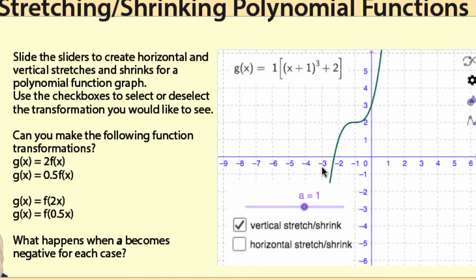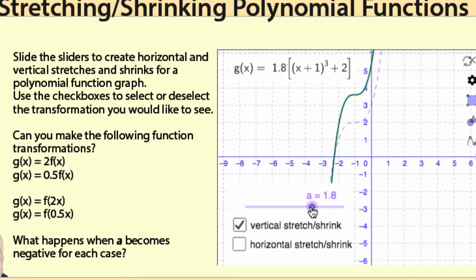And you can see the function starting off with g of x is 1 times x plus 1 quantity cubed, then plus 2. So we already have a transformation. And what if we want to make a 2 f of x? So a vertical stretch by 2. Change the a value to a 2. And you can see what happens. You get a 2 out in front of the parentheses here, and it's stretched by 2. What if you want to do a 0.5 or a vertical shrink by 1/2? Change the a value to 0.5 and you can see what happens, vertical shrink.